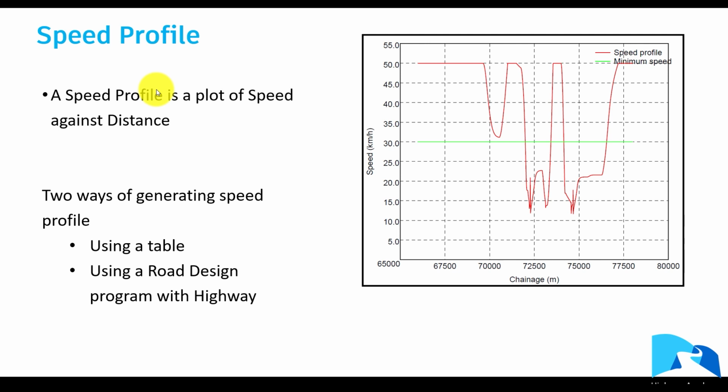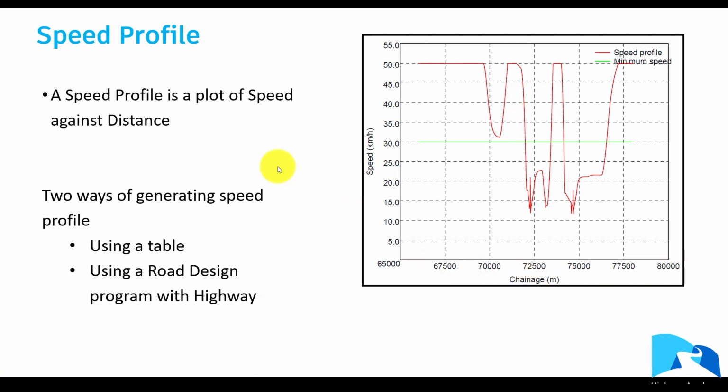So to analyze this, we have to look at something called a speed profile. In short, a speed profile is just a plot of speed against distance. What you're seeing on the right is a plot of the speed: kilometers per hour, and then distance, let's say the chainages, in meters.